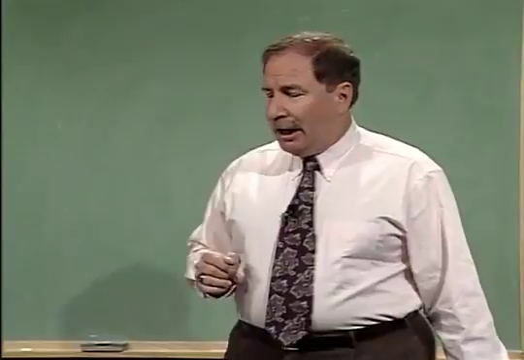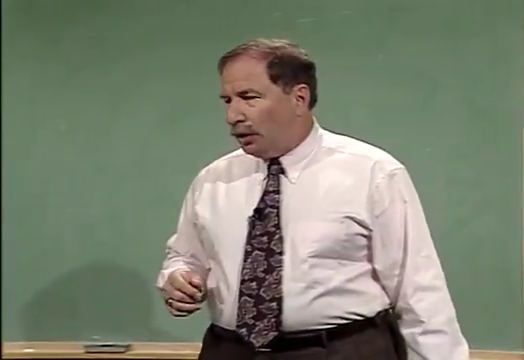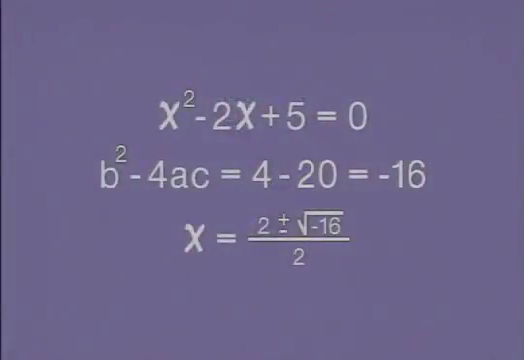Let's go back, look at the first visual, go back to the solution of a quadratic where we said there was no real answer. We have x squared minus 2x plus 5 equals 0. And you'll recall that b squared minus 4ac was the discriminant. And in this case, it's equal to negative 16. At this point in time, we said there's no real solutions, no real roots. But we could say that x equals 2 plus or minus the square root of negative 16 all over 2.